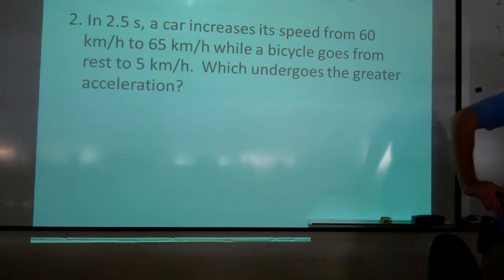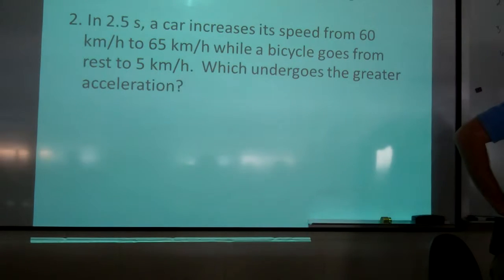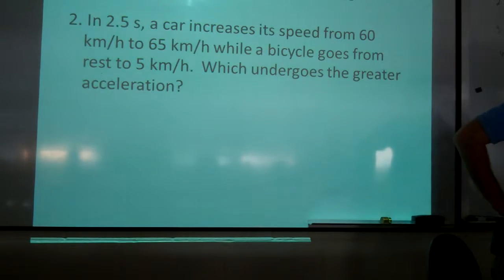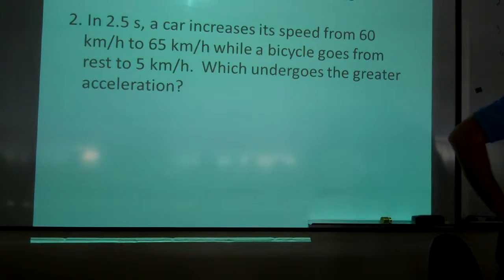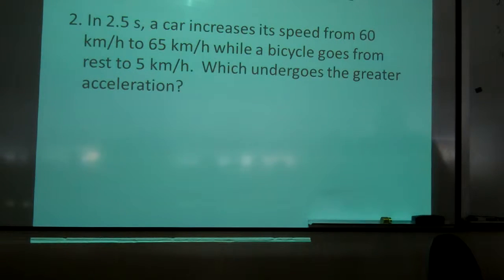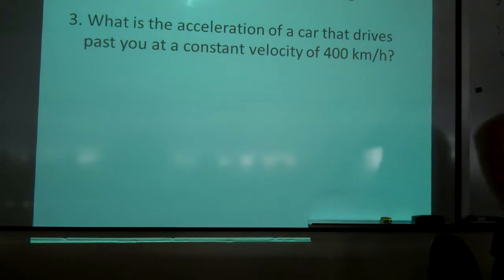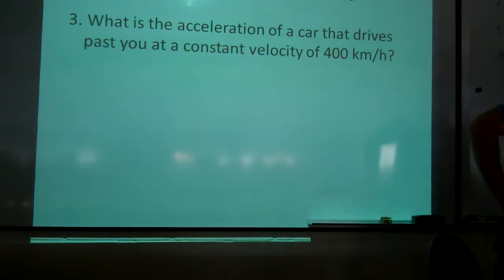Okay, in 2.5 seconds, a car increases its speed from 60 kilometers per hour to 65 kilometers per hour, while a bicycle goes from rest to 5 kilometers per hour. Which undergoes a greater acceleration? Same. The change in velocity is the same for each. What is the acceleration of a car that drives past you at a constant velocity of 400 kilometers per hour? 0.